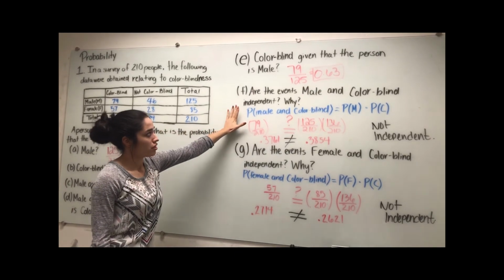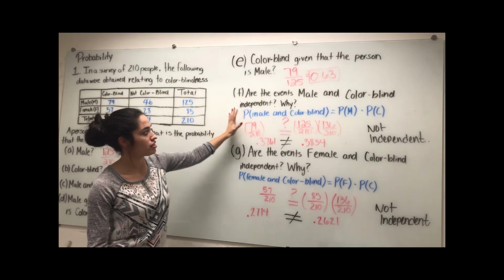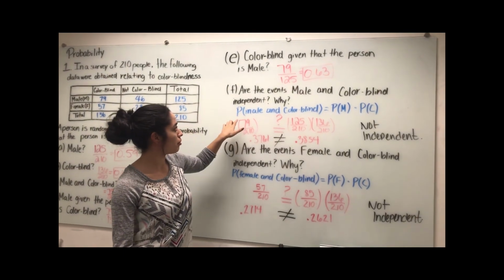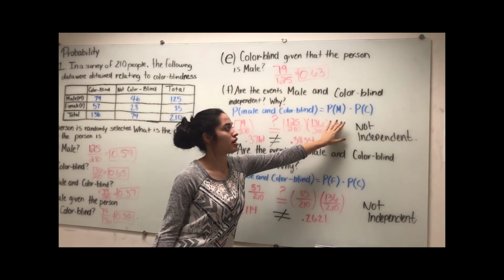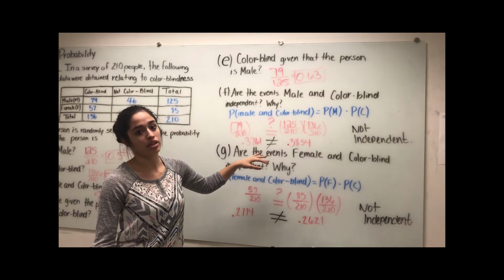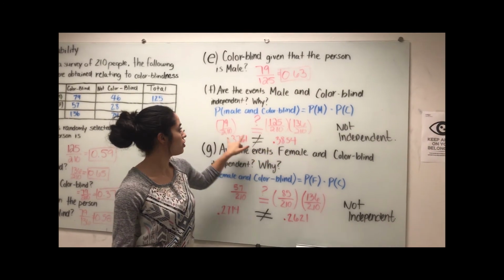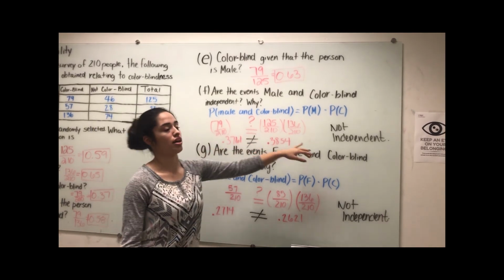For F, are the events male and colorblind independent, and why? To figure that out, we have this equation right here: if the probability of male and colorblind is equal to the probability of male times the probability of colorblind, then it should be independent. If they don't equal, then it's not independent. Here we wrote down the equation for you, and the answers, since they did not equal, they're not independent.